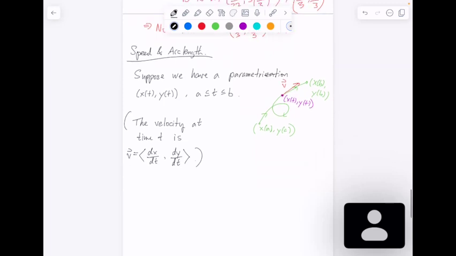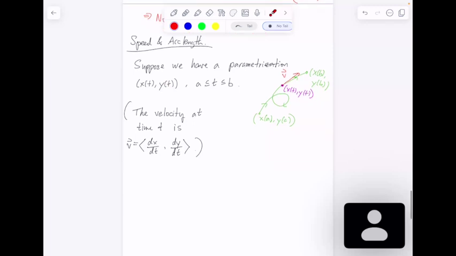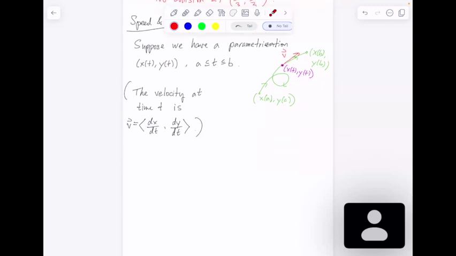We're about to do this in depth. If you've seen this, then you know that. Well, I'm telling you now that if you have a parameterization, then there's a very easy way to find your velocity at a point, and to find your velocity at a point is just to differentiate in time in each of these components separately.